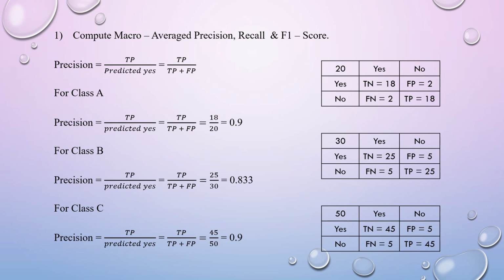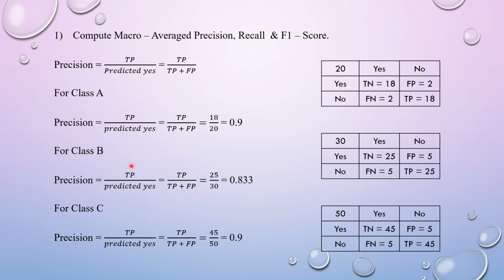So first we calculate the precision value for class A. This is the confusion matrix for class A. The formula is TP divided by TP plus FP. Here TP is 18 and TP plus FP is 20. So 18 divided by 20 is 0.9. So the precision value for class A is 0.9.